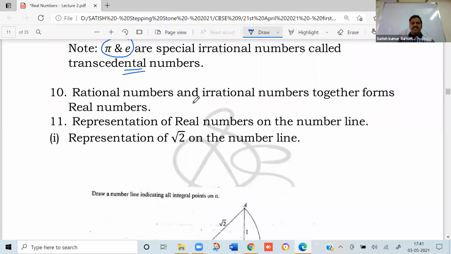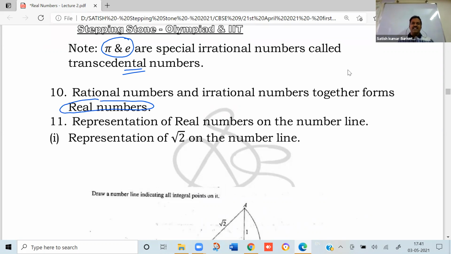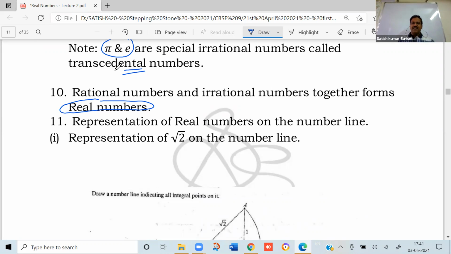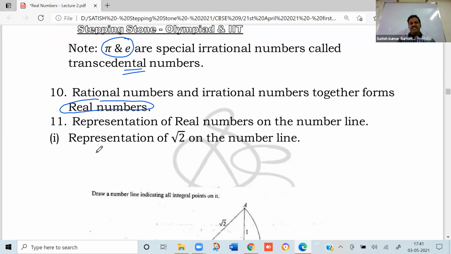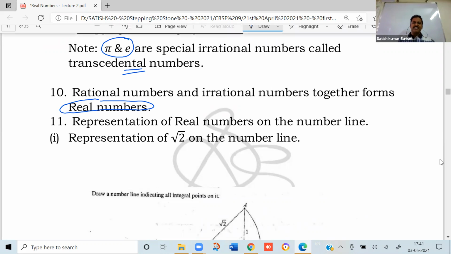Next, rational numbers and irrational numbers together form the real numbers. So that means real numbers contain rational numbers as well as irrational numbers. Representation of real numbers on the number line. Previously we have discussed how to represent rational numbers. Now let us discuss how to represent irrational numbers.